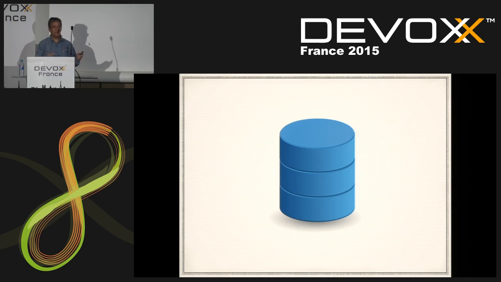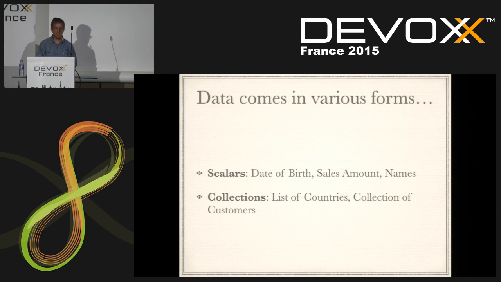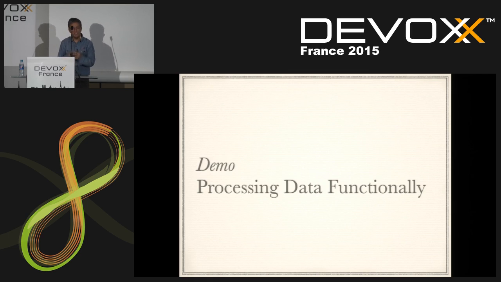At the end of the day, though, what we're doing is just data processing. So we take data, we apply some functions to it, and out comes information. And this data can come in various forms. So you can have scalars, so you have date of birth, you have sales, you have amounts, you have names, you have collections of data, so you have lists of countries, collections of customers, etc. And all we're doing is just processing this.